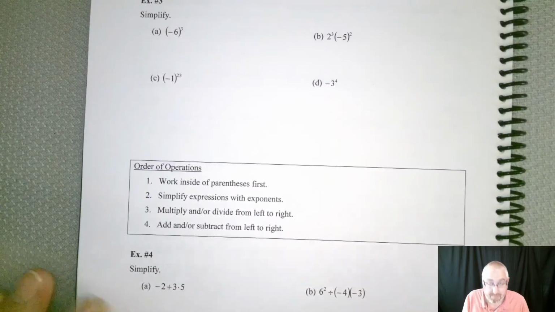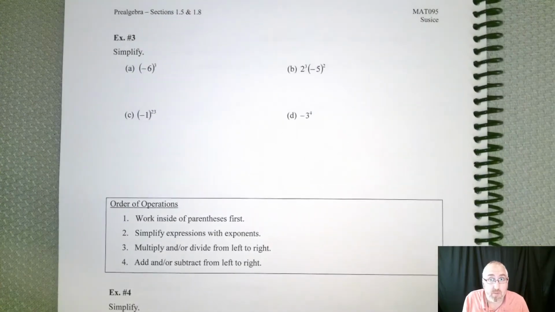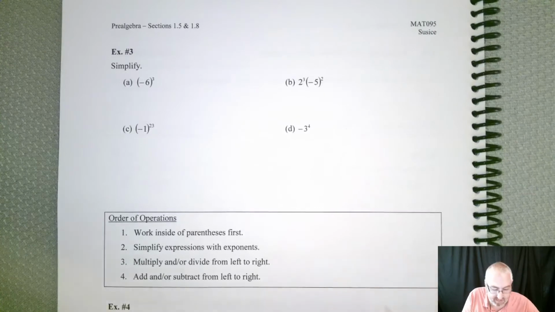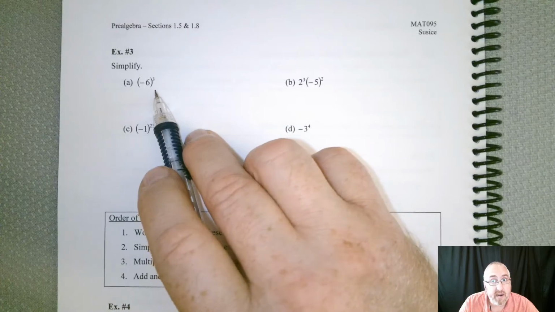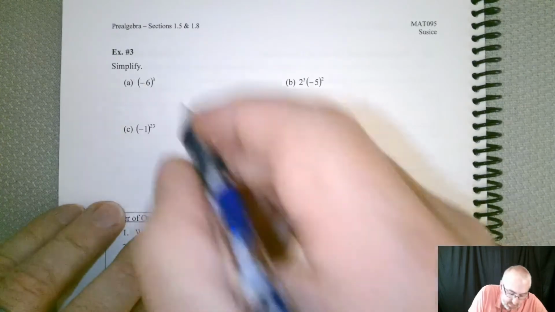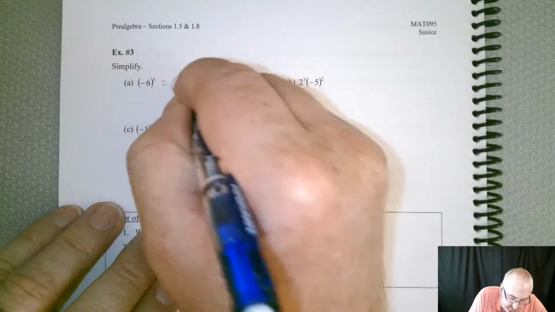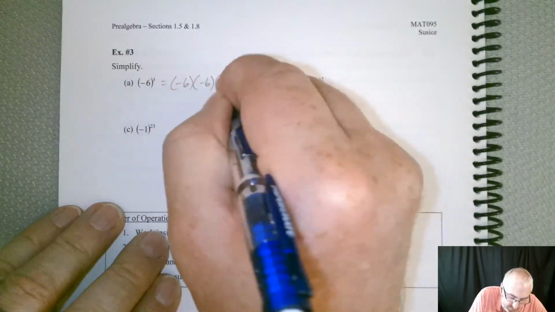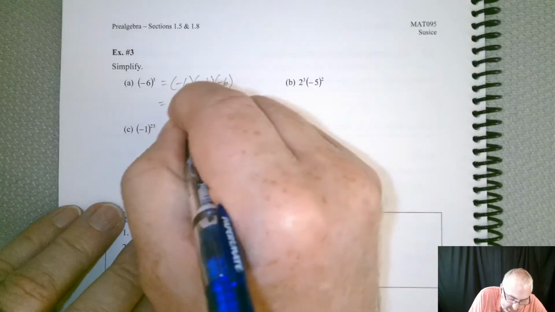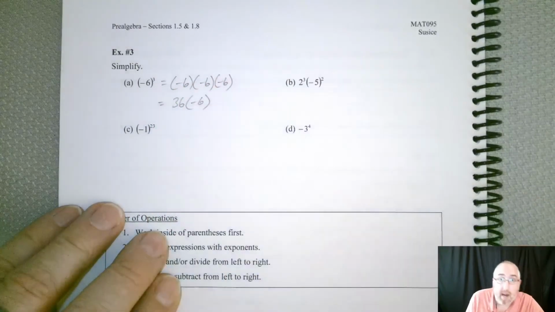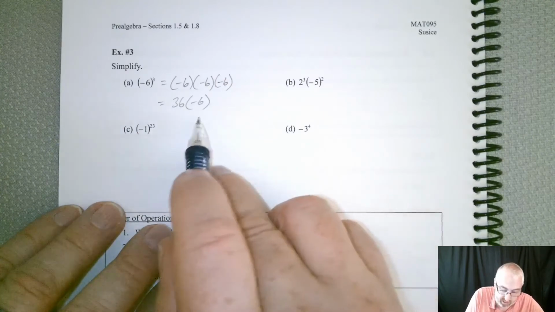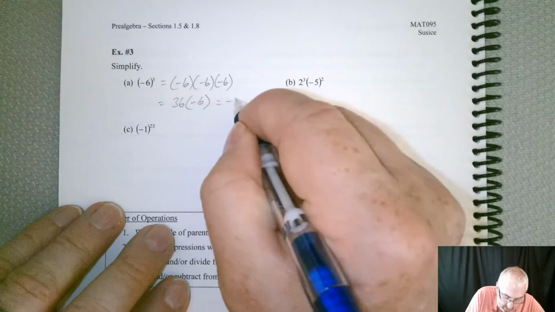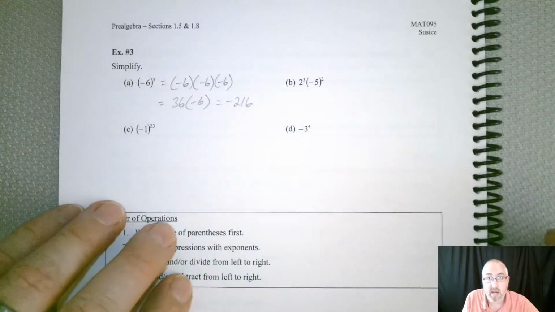So let's look at the first one. We got negative 6 to the third power. So positive or negative? Well, hopefully you're screaming negative at me. So we should get a negative. Negative 6 times negative 6 times negative 6. So that's going to be a positive 36 times a negative 6. So now we should get a negative answer, and it's going to be a negative 216.